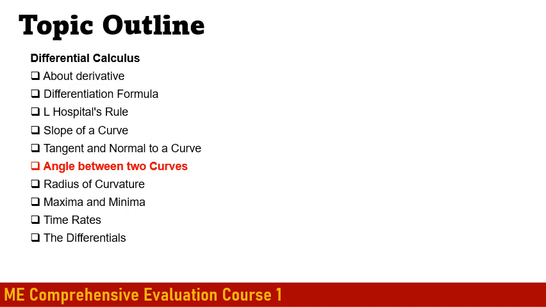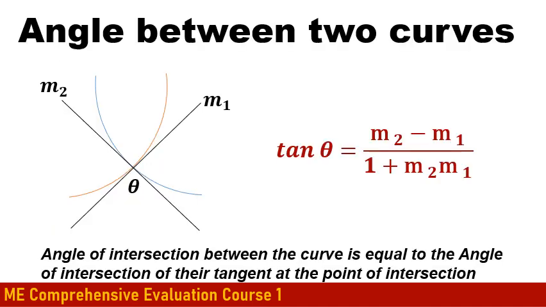Now that we understand how to get the equation of the tangent and normal to a curve, we can move forward to the angle between two curves. The angle between two curves is defined as the angle of intersection, the acute angle of intersection of their tangents at the point of intersection. So it's equal to the angle of intersection of their tangents.